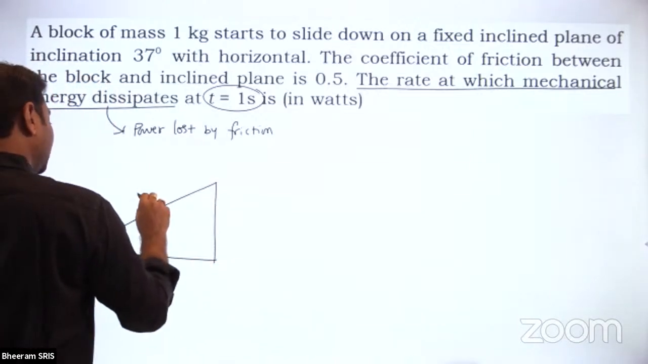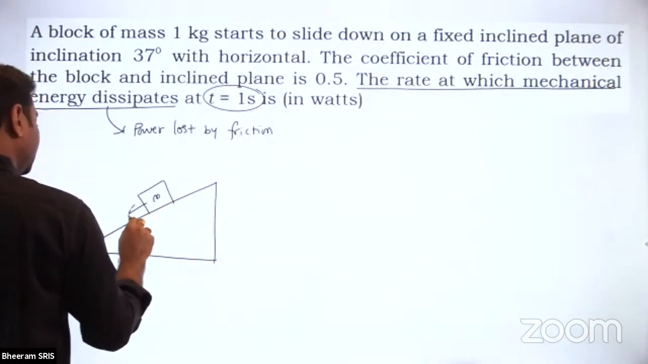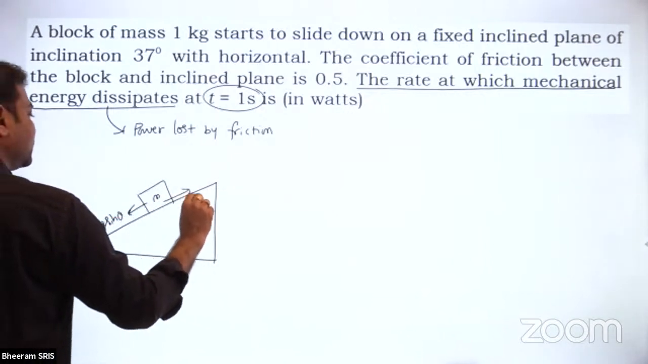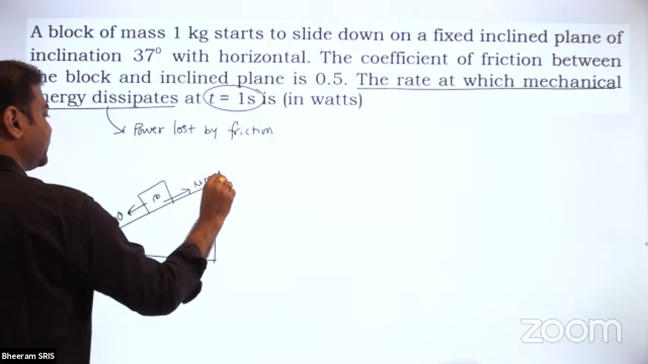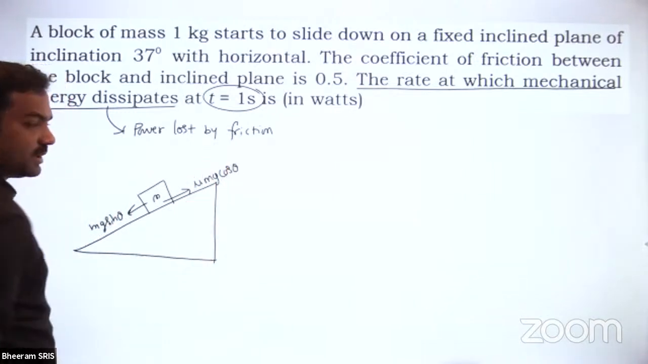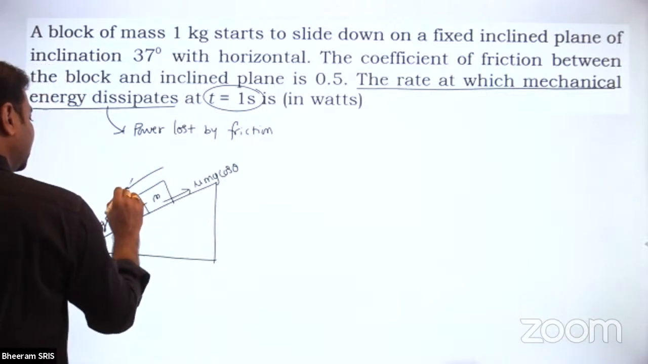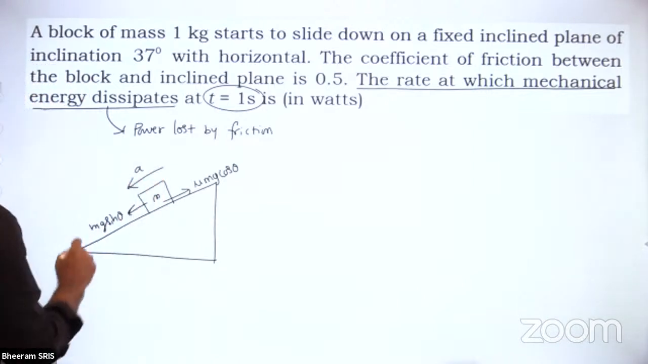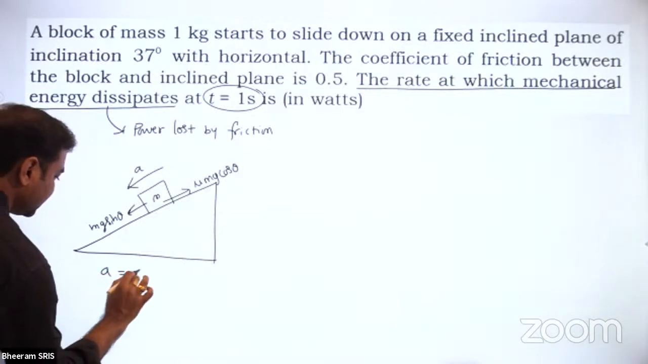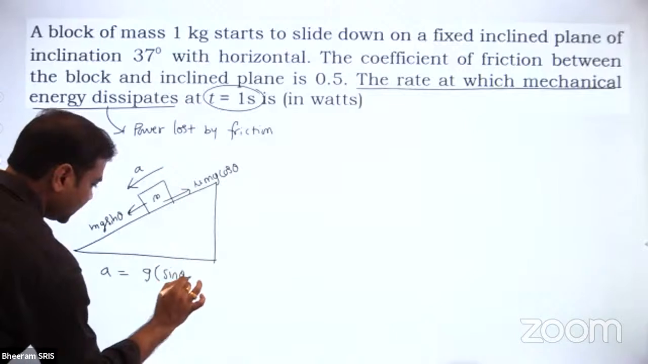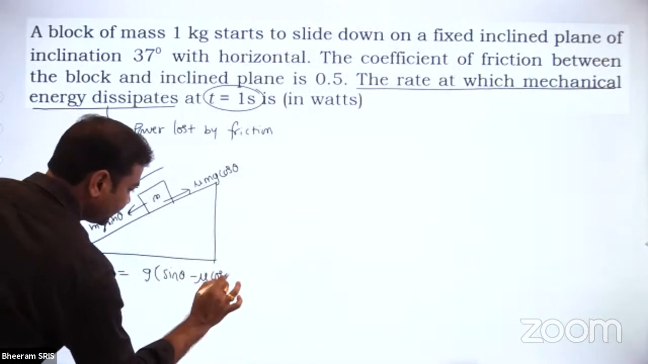So the block is already sliding down, as given. For a block of mass m, mg sin theta will act in the downward direction. Sliding down, mu mg cos theta will act upward as friction. In the normal direction, mg cos theta will cancel out, and the block will come down with acceleration a. Then a is equal to g into sin theta minus mu cos theta. I think all of you remember this part.